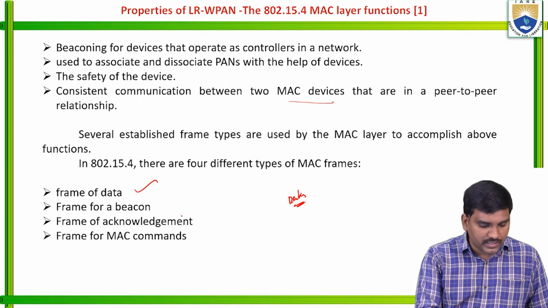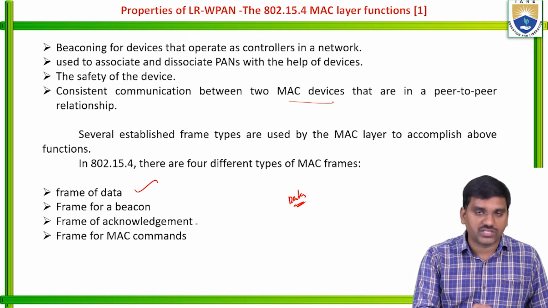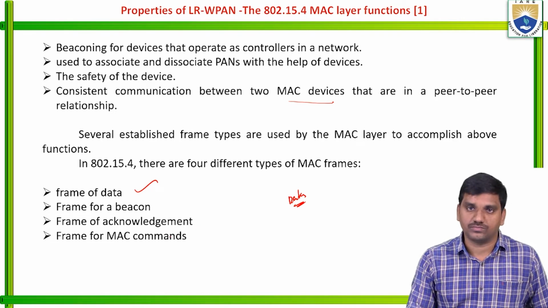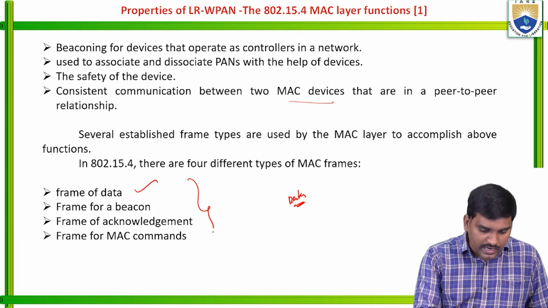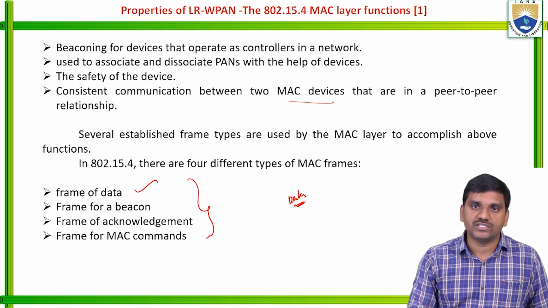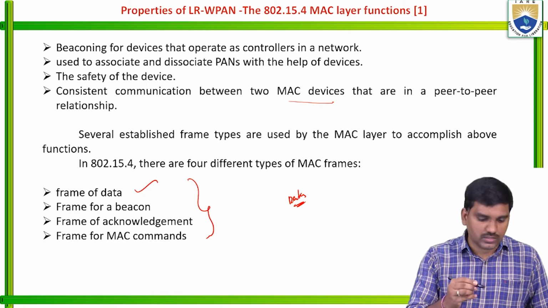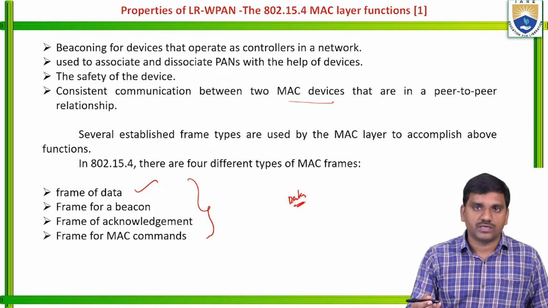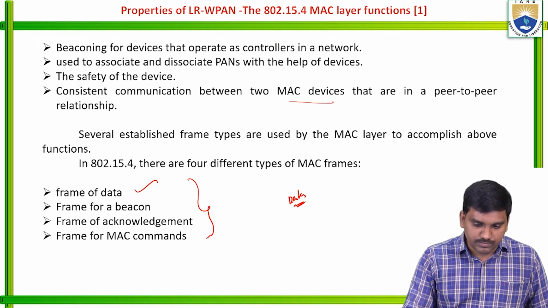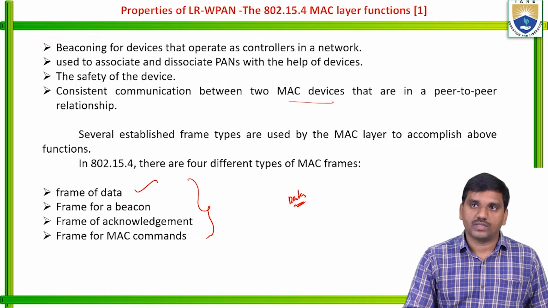Next one, the beacon frame, and the acknowledgement frame. After submitting, we get some acknowledgement. Next, the MAC command frame also. So these are the basic, important frames of MAC which are supported by IoT devices. So among all 4 frames, we may use them to develop the communication in IoT devices. So these are some more features of the MAC layer, along with the different types of frames.